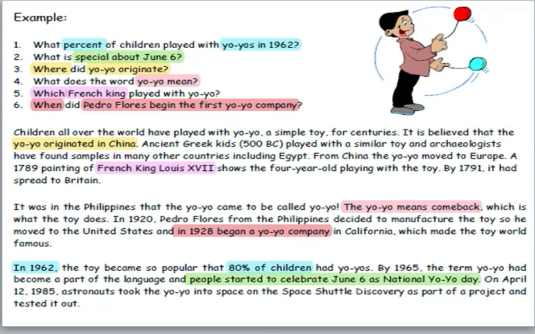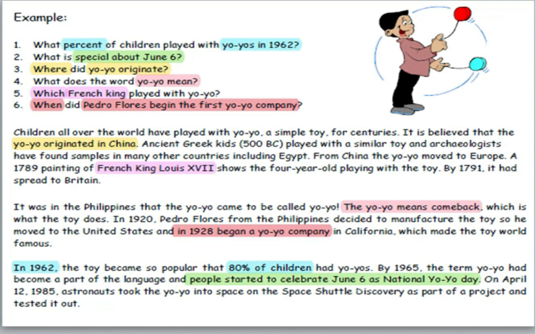So for question 1, you need to look for the percentage symbol, percent, which gives you the answer, 80% of children. And then you use the date June 6 to find the answer for the second question. And for question 3, you need to look for capitalized place names. The keyword originate helps you to choose China among others. And question 4, the keyword mean and the word in italics help you to find the answer.